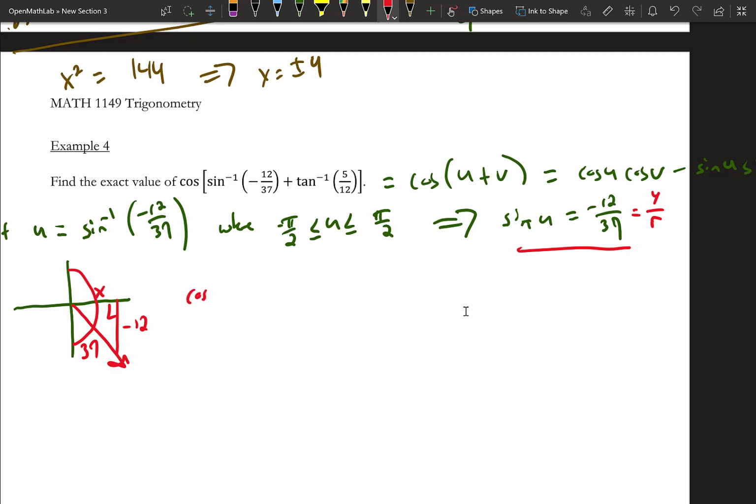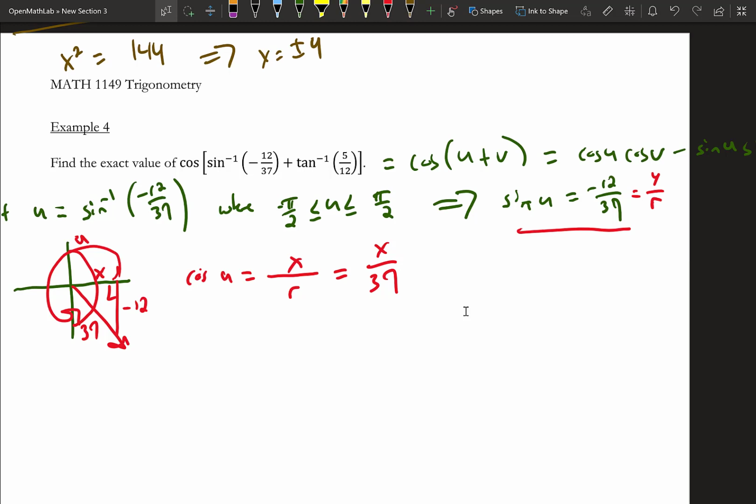Because this part here is u. So cosine of u is going to be equal to x over r, which is x over 37, right? So all I need to do is find this x value, right? So I can find that using Pythagorean Theorem. So we would have x squared plus negative 12 squared equals 37 squared.